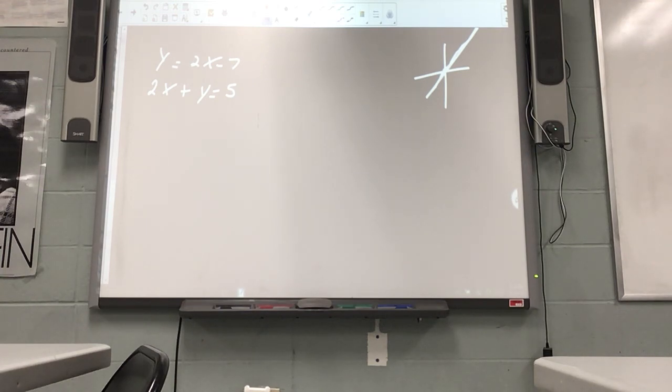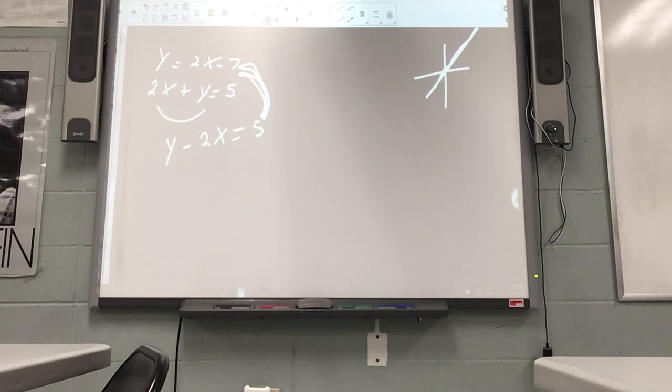Okay, so like on this one, I can tell this is not it, because if I move this 2x over to make them in the same form, that's going to give me y minus 2x is equal to 5. Well, see, those aren't the exact same, are they?